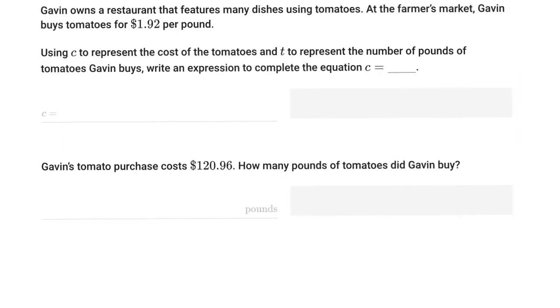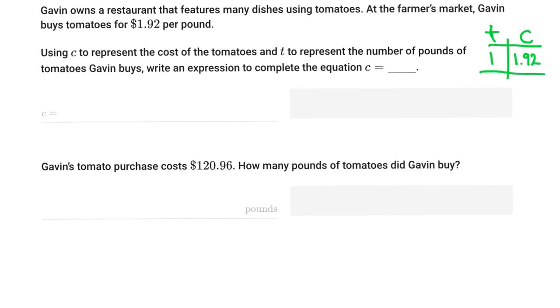And these next problems are going to involve us using an equation in the problem. So we have Gavin is at the farmer's market. He buys tomatoes. So here's our tomatoes and the cost of the tomatoes. So for 1 pound of tomatoes, it costs $1.92.